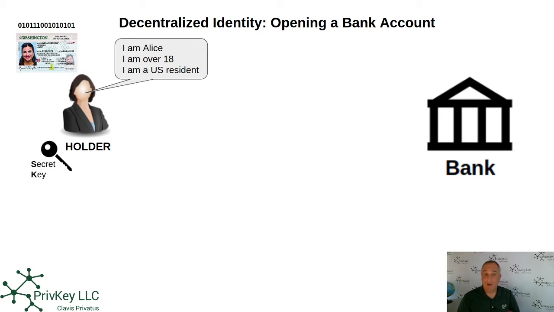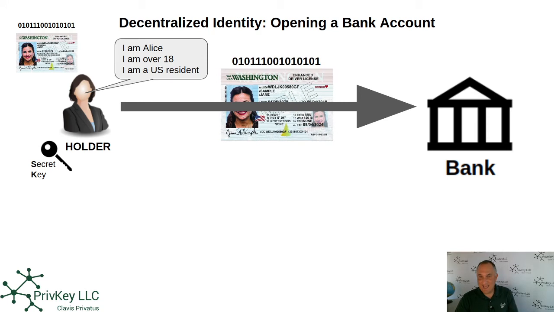So the holder then provides: yes, I am Alice, I'm over 18, and I'm a US resident. I'm going to use this issued encrypted ID that I got from the government, and I'm going to give you only these three pieces of information. And that is done through the use of the secret key. I send that information to the bank. The bank is able to corroborate this by looking at a blockchain, for example. One of the solutions that we're talking about is decentralized, the use of a blockchain, a decentralized database.